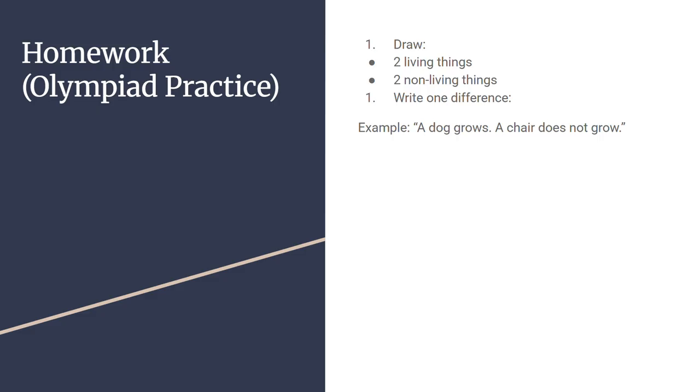So here is a homework for you. You should draw two living things and two non-living things and write one difference between living and non-living things. Like a dog grows and a chair does not grow. In this format, you have to write it down. Okay.